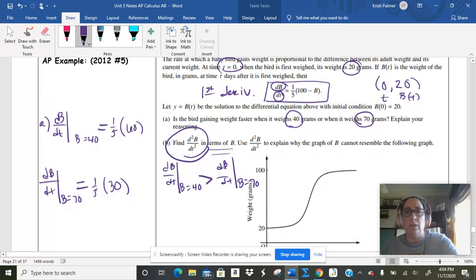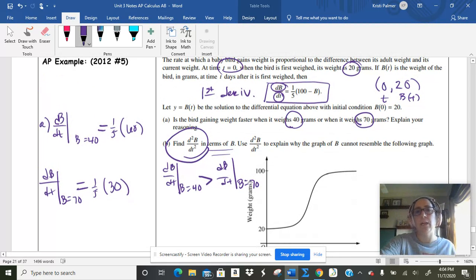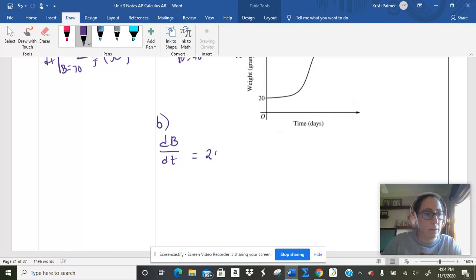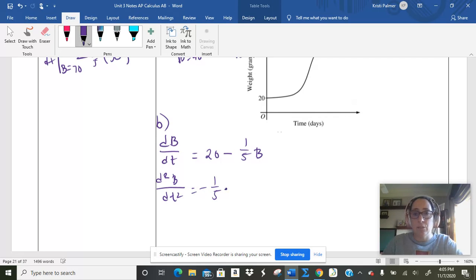All right, so we're going to look at this derivative, and again, I'm going to just rewrite what dB dt looks like. So that's 20 minus 1/5 B. So I just kind of distributed the 1/5 to both. So let's go find that second derivative. So this is linear, so it's just the negative 1/5, except I took the derivative of B with respect to t. Do not forget the implicit part.